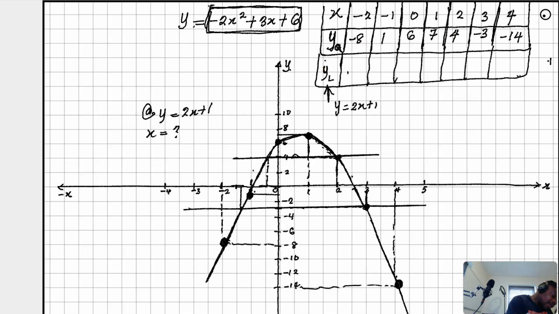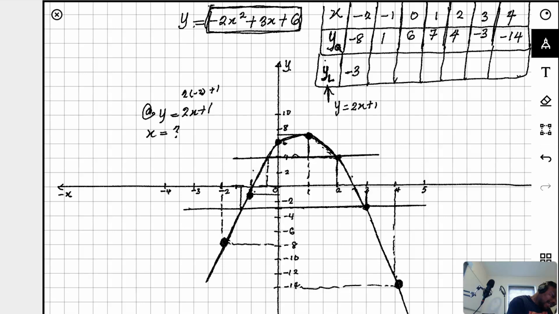In this case now, I want to find the value of y. So I'm putting L here to show it's a linear equation for this respective value of x. So when x is minus 2, that is 2 bracket minus 2 plus 1. So 2 times minus 2, that is minus 4. Minus 4 plus 1, that is minus 3. You can see that?